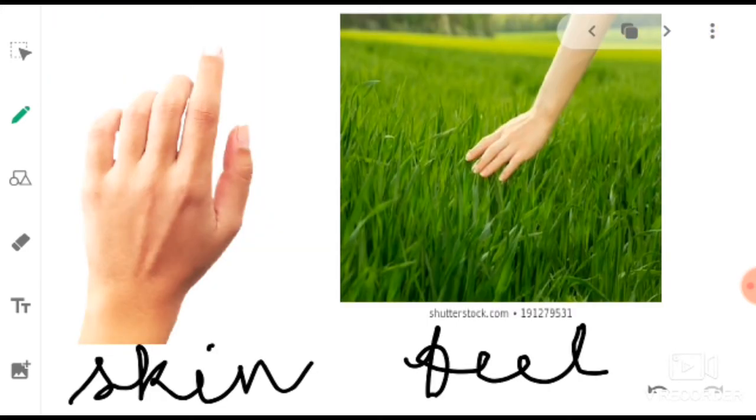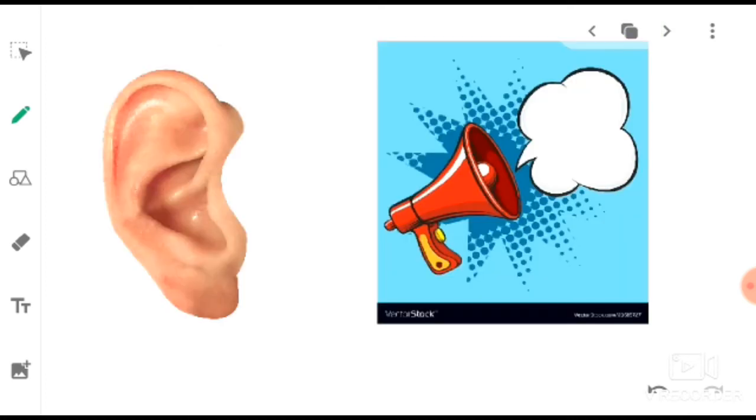T-A-S-T-E, taste. This is skin. Skin, S-K-I-N. With the help of the skin, we can feel the softness and the roughness.